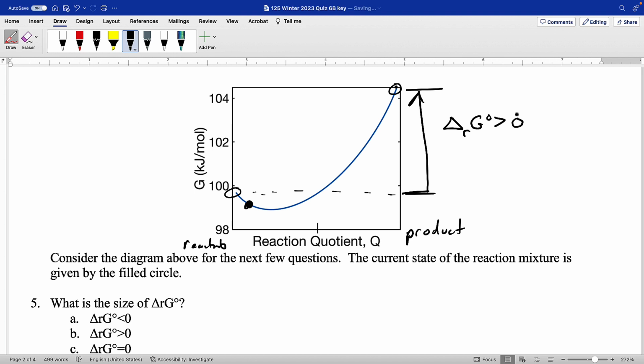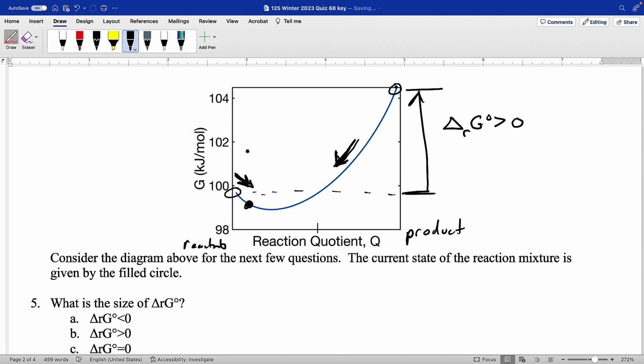We can also see that the slope here is a positive number, and here's a negative number. I'm going to erase this because, yes, it's a positive slope, but we know what's going to happen. The system trends towards the minimum of Gibbs energy. So if we're over here, we're going to go down, which means the reaction is going to go forward. If we're here, we're going to go down, which means the reaction is going to go backward.